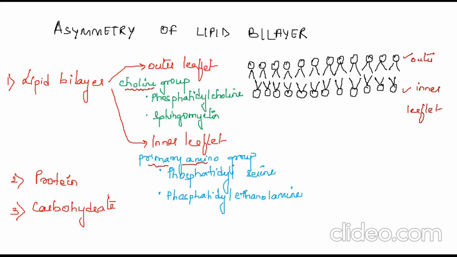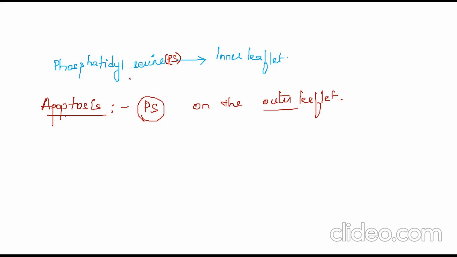The protein composition of the outer leaflet and inner leaflet is different, meaning different types of proteins are present in each, and the carbohydrate moieties are mainly attached to the outer leaflet. This is how they show asymmetry in the lipid bilayer. Another important point is that phosphatidylserine is present in the inner leaflet in the normal situation, but when cells are undergoing apoptosis, it is present on the outer leaflet.